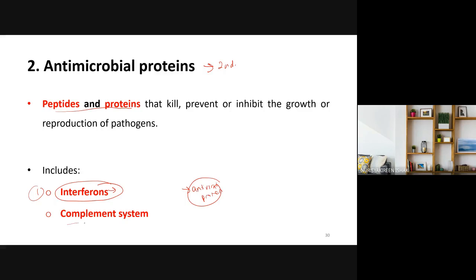Okay, next is the complement system. Interferon and antiviral protein are produced by the host cell. As for the complement system, it is also a protein within the host. But the function of this complement system is to attack the pathogen. It attacks the pathogen through a series of mechanisms that we are going to look at after this.